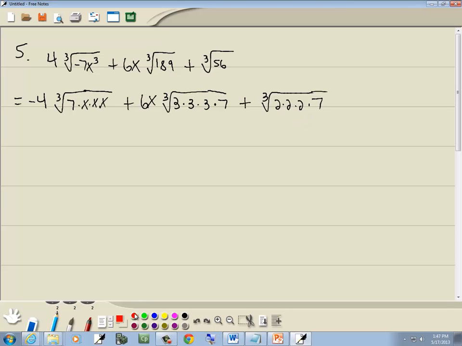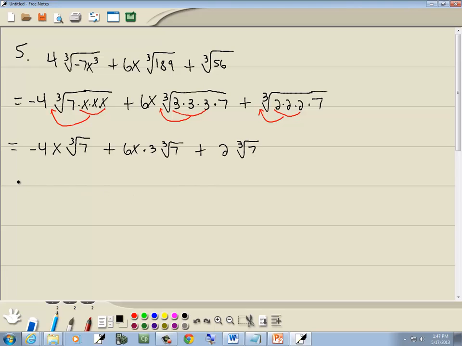Okay, let's do a little bit of simplifying. Our index, the number in the slot, is 3, which means we're looking for a set of 3 of something. Here's 3 x's, so those come out in front as a single x. Here's 3 3's, so those come out as a single 3. And here's 3 2's, those come out as a single 2. So we've got negative 4x cube root of 7, plus 6x times 3 cube root of 7, plus 2 cube root of 7. That gives us negative 4x cube root of 7 plus 18x cube root of 7 plus 2 cube root of 7.